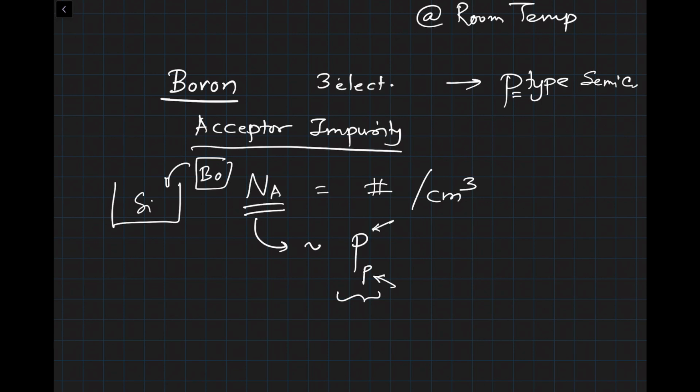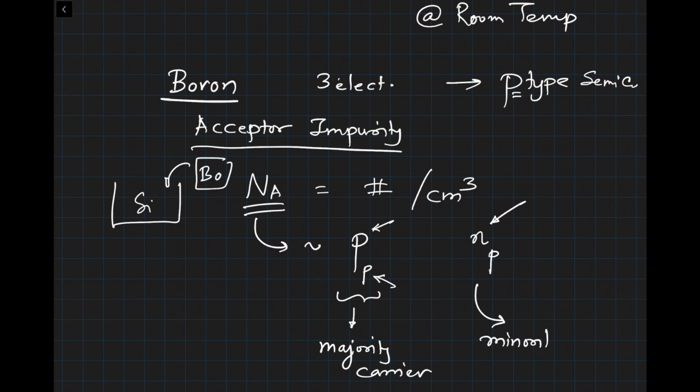In this particular case, you will also have electrons, and electrons will be denoted by N sub P. Again, these electrons are there because of thermal excitation. Since we are dominating the silicon piece using acceptor impurities, we can call the holes the majority carrier, and the electrons would be your minority carrier.